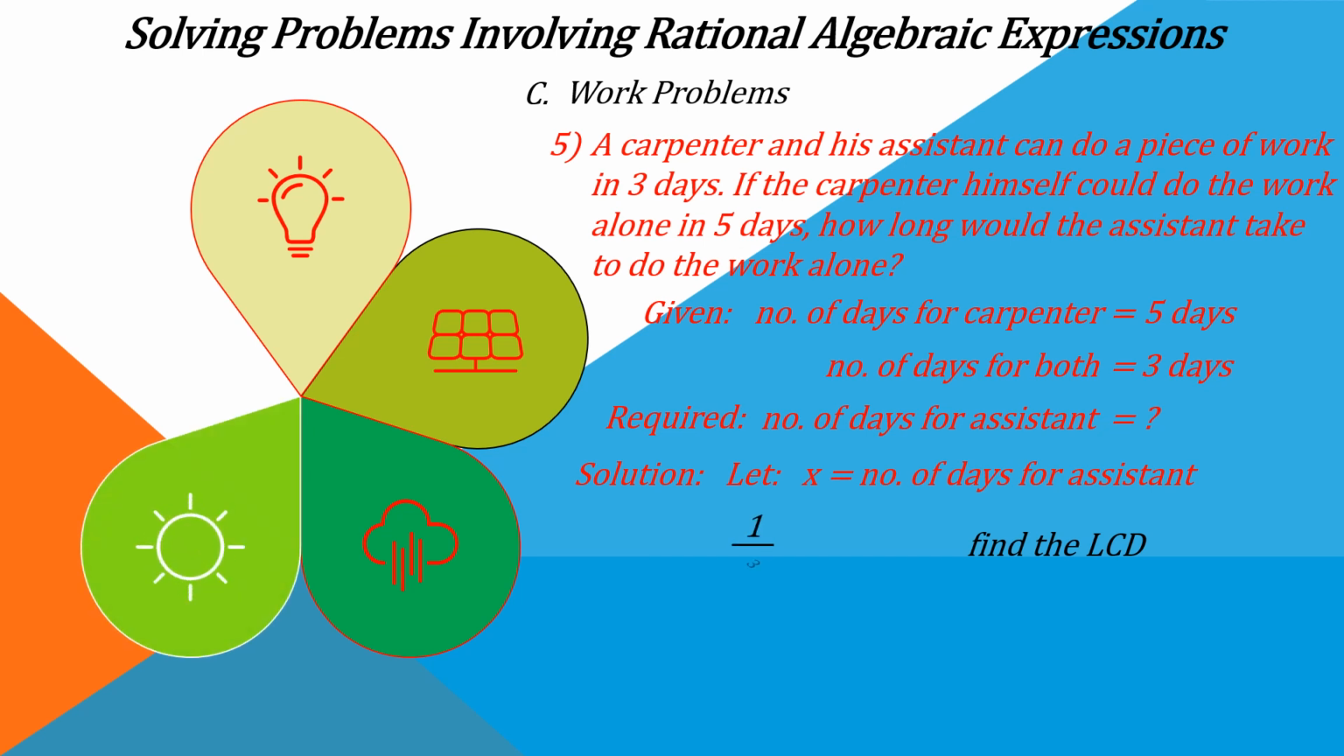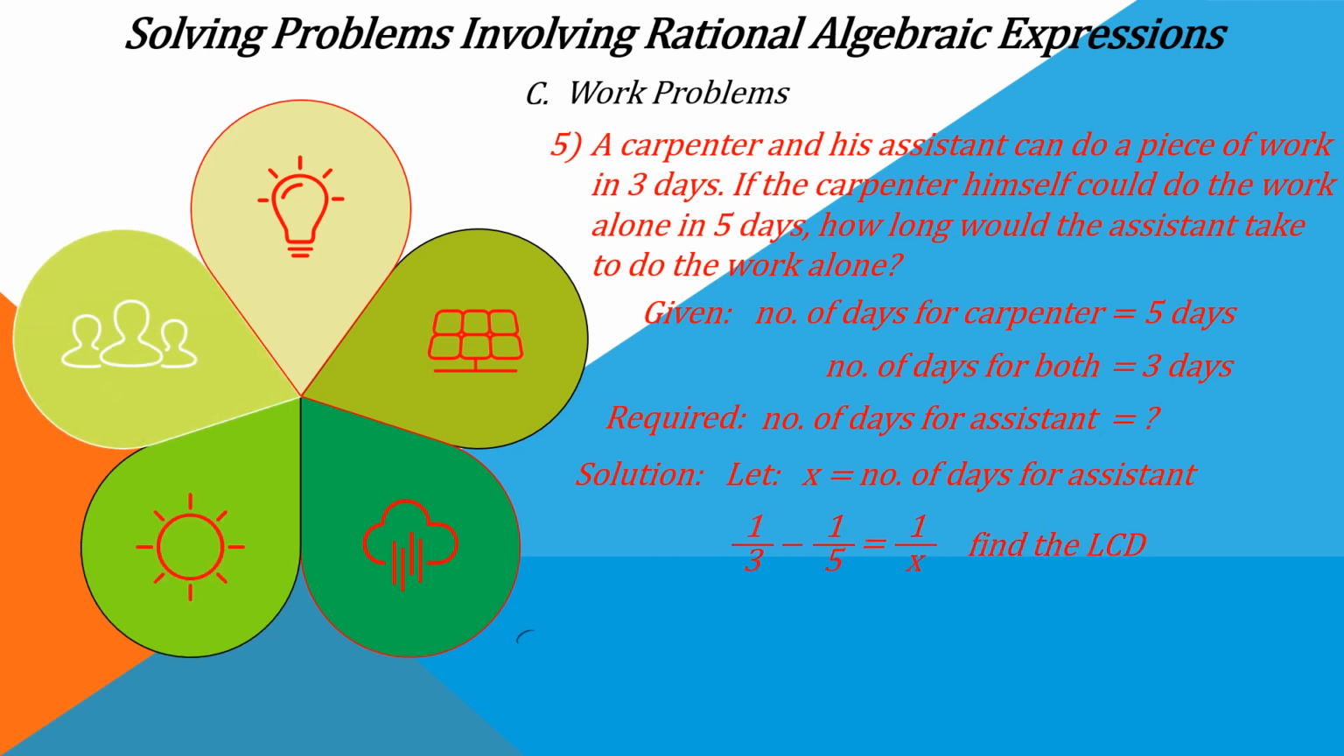And we have 1 over 3 minus 1 over 5 is equal to 1 over x. And then find the LCD. We have 3 multiplied by 5 multiplied by x multiplied by 1 over 3 minus 1 over 5 is equal to 1 over x multiplied by 3 multiplied by 5 multiplied by x. This is our least common denominator, 3 multiplied by 5 multiplied by x. Then distribute this LCD to the terms inside this bracket.